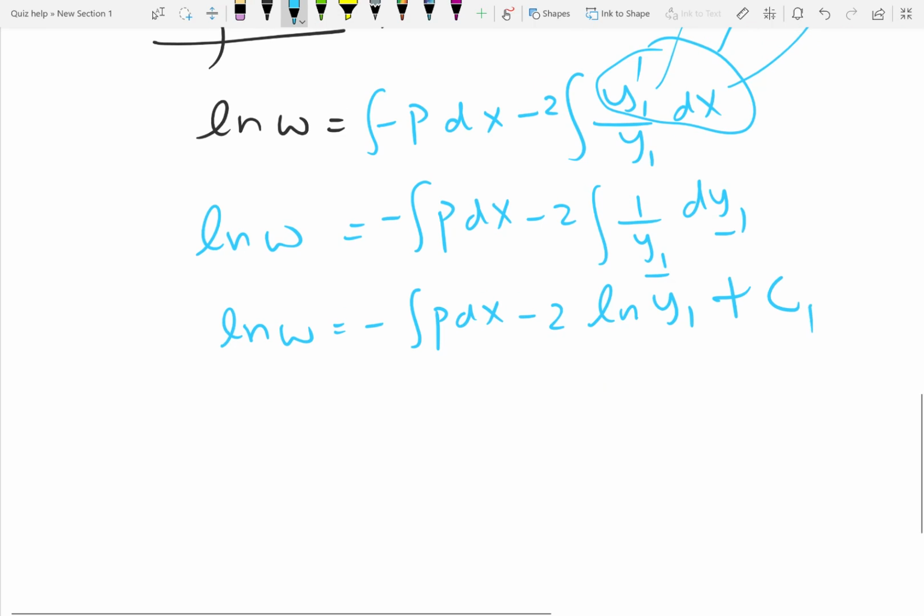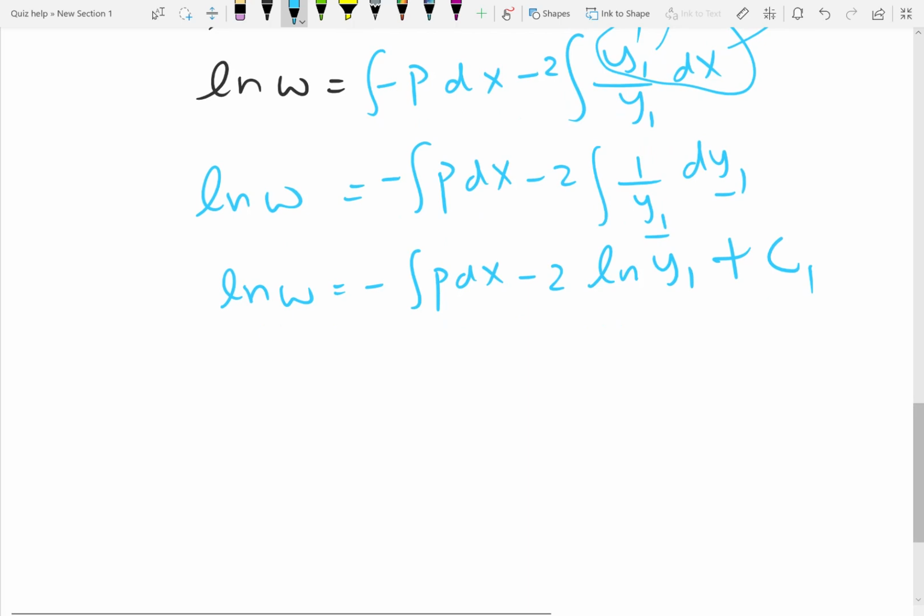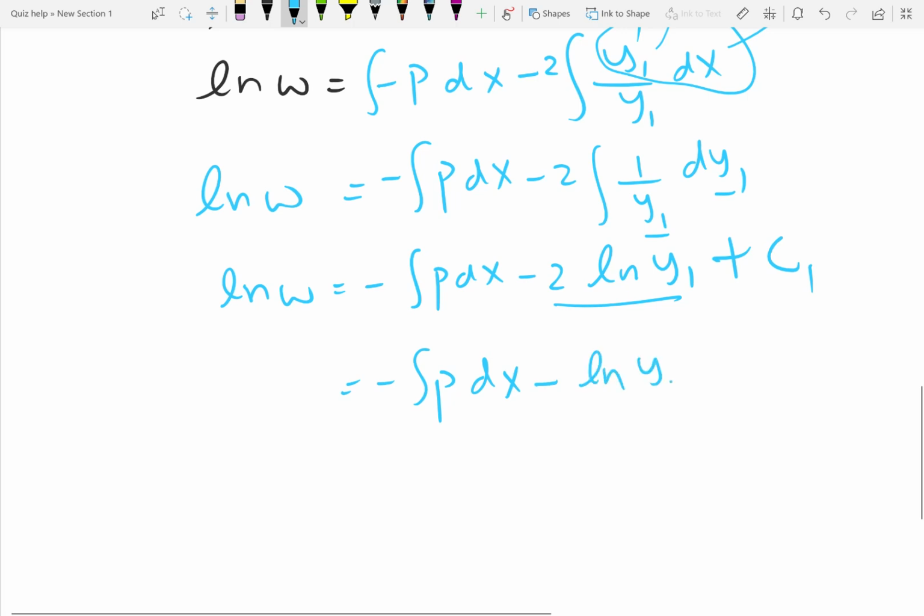Okay, so now we need to find the explicit solution. Well, before that, let's apply some logarithmic rules. This can be written as minus natural log y1 squared, right? Let's keep the minus here, plus c1. Okay, this is natural log w.